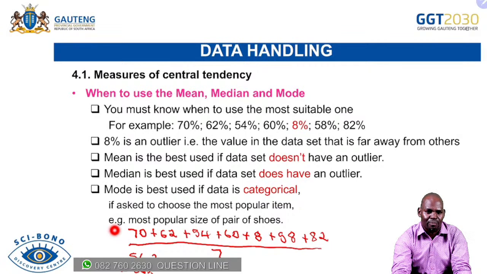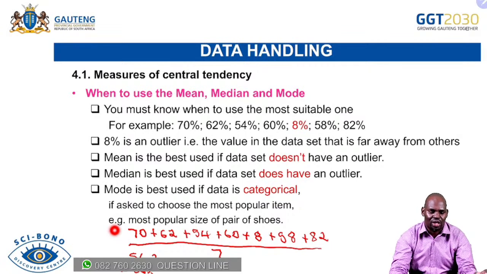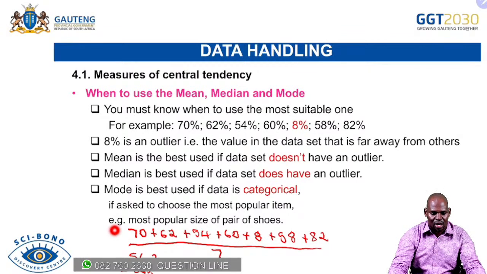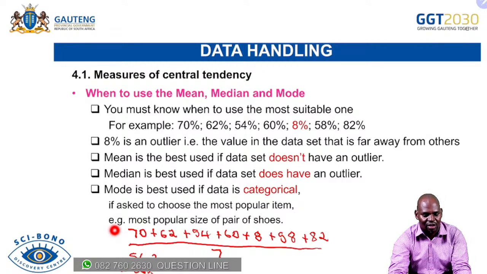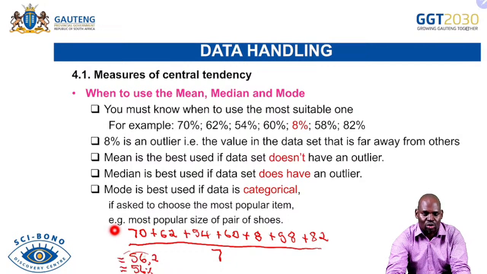Now, what do we mean by the mean? The mean means if we share the marks evenly, then each and every subject you would get 56. So you can see that you've got 70, 60, 82, but all of a sudden everything is down now. It might look like you're not actually doing good. But let's compare with the median.